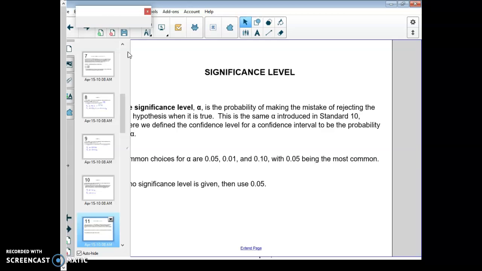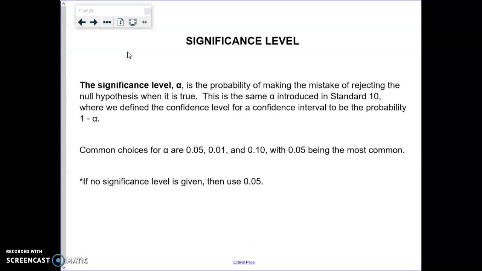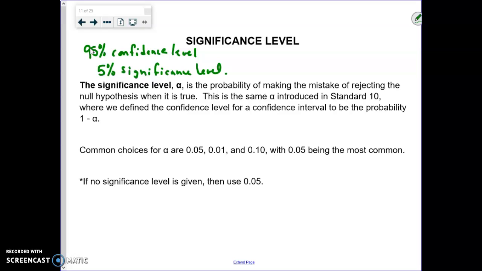And what is the significance level? Well, when we talked about last standard, we talked about confidence intervals, we talked about a confidence level. For instance, a confidence level of, let's say, 95%, okay? Well, remember, the significance level, or alpha, is the complement to that. So for a 95% confidence level, when we talk about confidence intervals, then we have a 5% significance level. Or in other words, alpha, if we don't write it as a percent, is 0.05 for that confidence level.